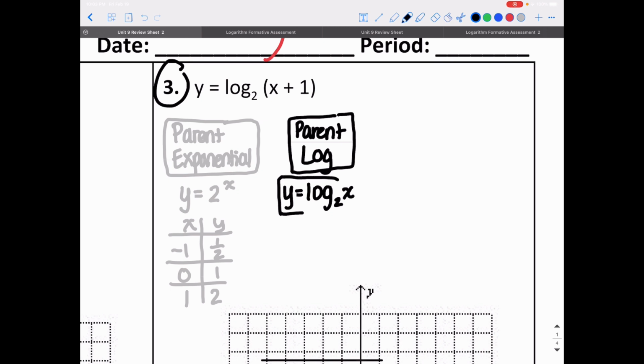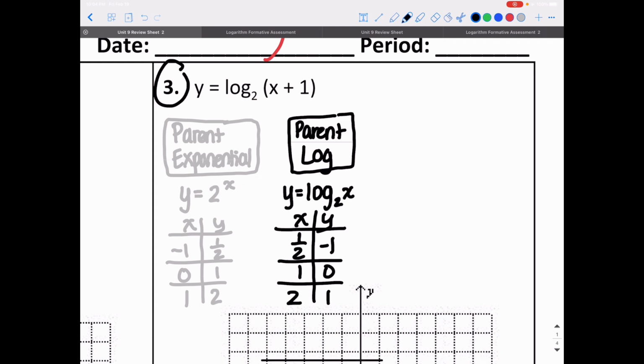That's the simplest, most basic logarithm with base 2. This function is the inverse of this function here. And because of that, I can take the values that I got in this and flip them. So instead of having to think of the answer 1/2 to plug into the logarithm, I just automatically get it from the parent exponential table. I flip these values, so instead of -1, 1/2, I'm going to have 1/2, -1. Instead of 0, 1, I have 1, 0. And instead of 1, 2, I have 2, 1.